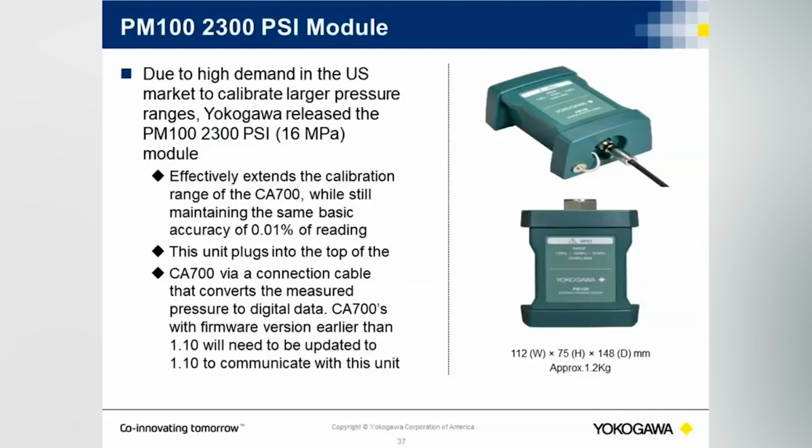So this is essentially, I'd say, three units in one package. And the reason I say that is because this allows you to offer range switching. So you have three different ranges built in: 7, 10, and 16 megapascals. At any given point, you can choose which range you want to test if you prefer higher resolution at a certain pressure range. This maintains the same basic accuracy of the CA700, and it uses a data communication cable to connect to the unit.